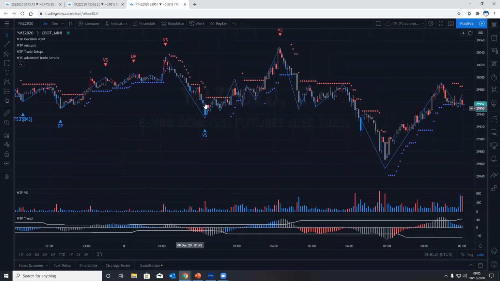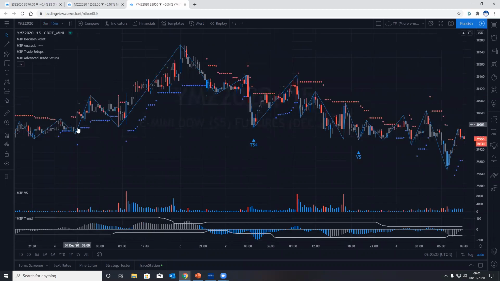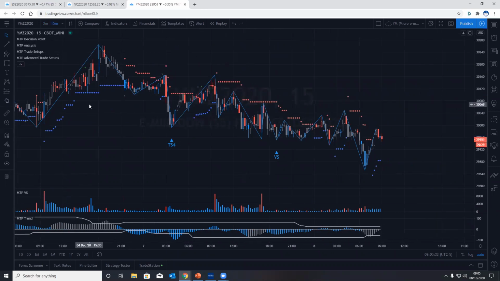So how do we know whether to consider them or not? Well, for this, we go to the higher time frame chart. If you're on a 3-minute chart, you can go out to the 15-minute. If you're on a daily, you go out to the weekly. If you're on an hourly, you go out to the 4-hourly. You're looking for a time frame between 3 and 5 time frames higher.